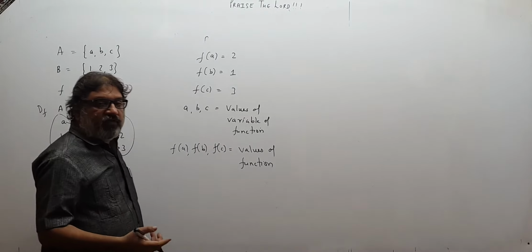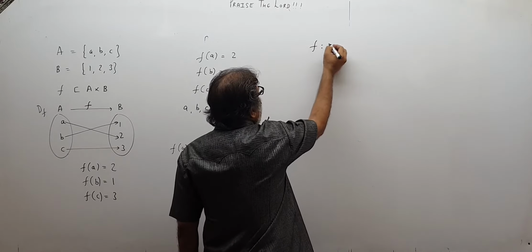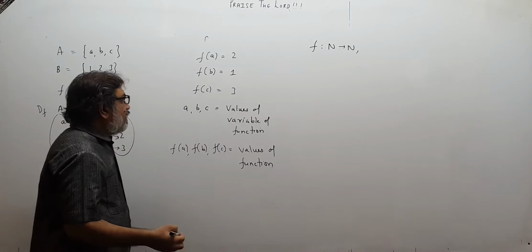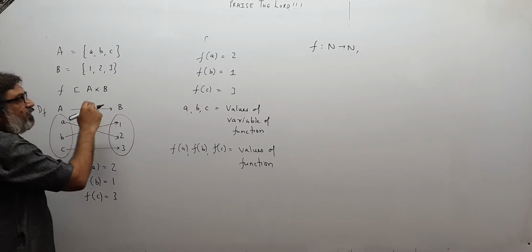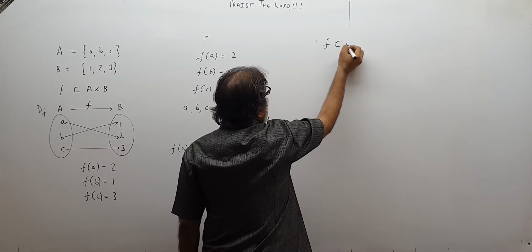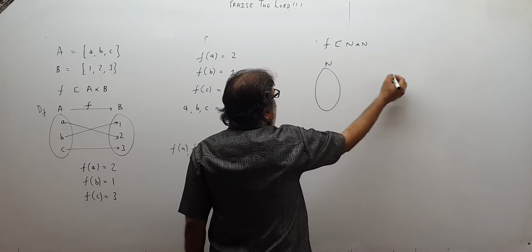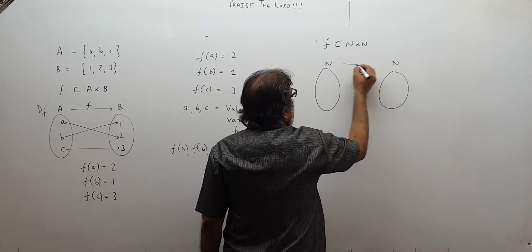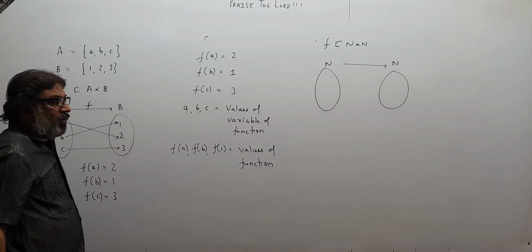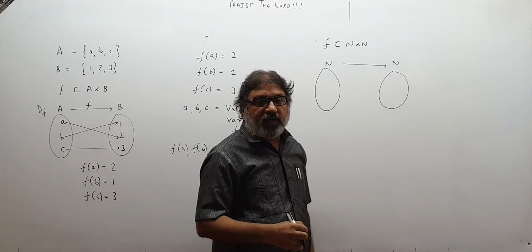Now what does the meaning of variable over here mean? So we think like this. Supposing f is a function from N to N, the set of natural numbers, just like over here, f is a subset of A cross B. So I write over here first, f is a subset of N cross N. So here there is N and here there is N. Just as I connected A, B, C somehow with 1, 2, 3, the elements of domain and elements of codomain are connected by some formula.